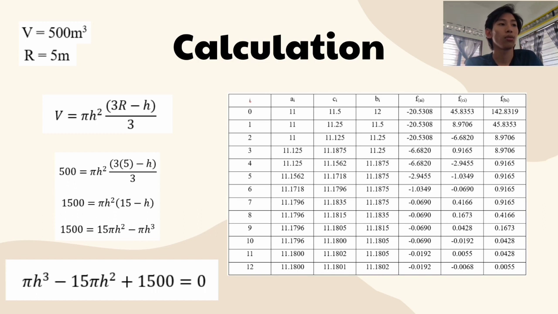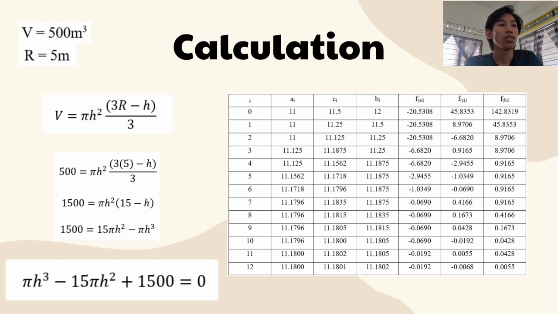I will explain about the calculation. We need to simplify the equation by substituting V equal to 500 and R equal to 5. Then we get the simplified equation, which is pi h to the power of 3 minus 15 pi h to the power of 2 plus 1500 equal to 0.